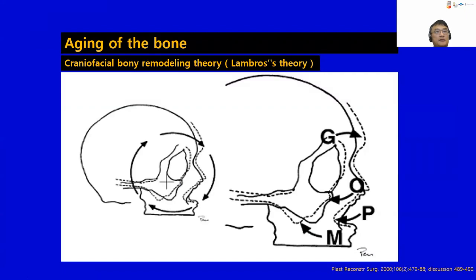Bone changing is also important. According to the lumbar theory, with aging, the facial bone shape changes like a clockwise rotation. So the forehead moves forward and the mid-face moves back. Correspondingly, the soft tissue naturally moves back and down.